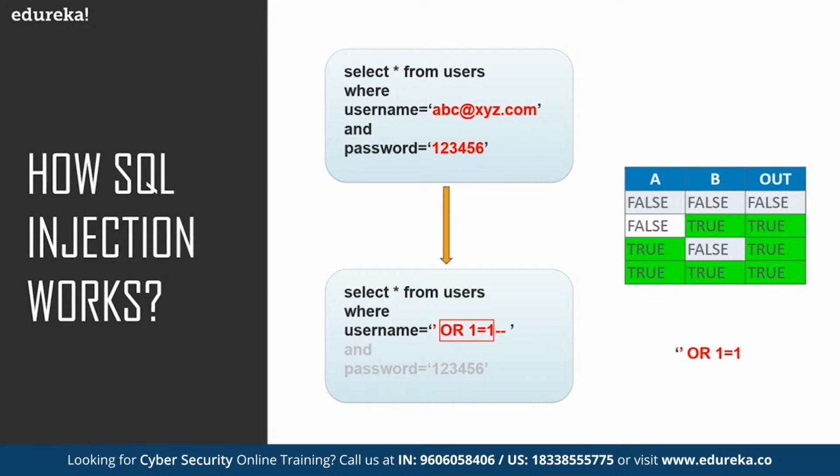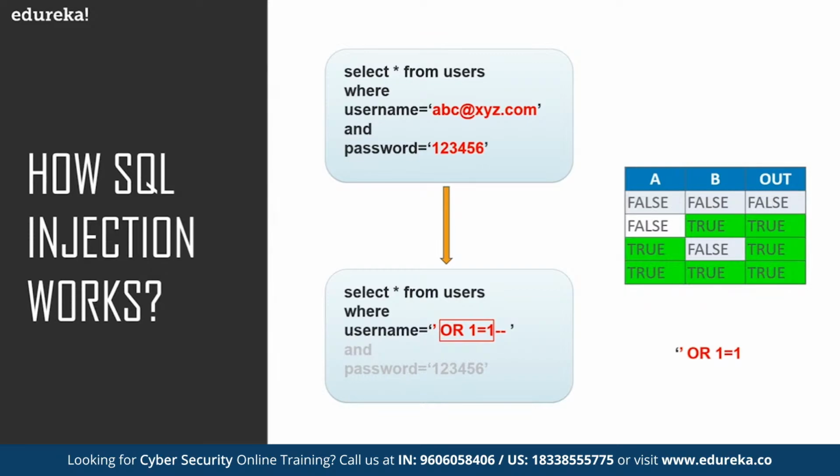Now the first inverted comma is used to close the string parameter. Whenever you give something as an input in the input box of the web application, it is considered as a string in most cases, especially for username and password. So the first inverted comma is used to close this string parameter. Then there is the OR function, and after that a statement that is 1 equal to 1.